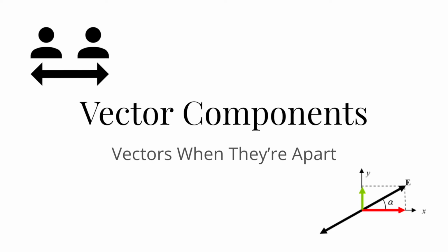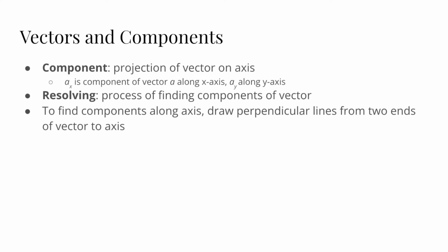Last time we talked about adding vectors geometrically, which can sometimes be pretty tedious. So there's another way that involves some algebra and the coordinate system. Vectors can be broken down into components, which is basically a projection of the vector on an axis. Like the x component is the projection along the x-axis and the y component would be along the y-axis.